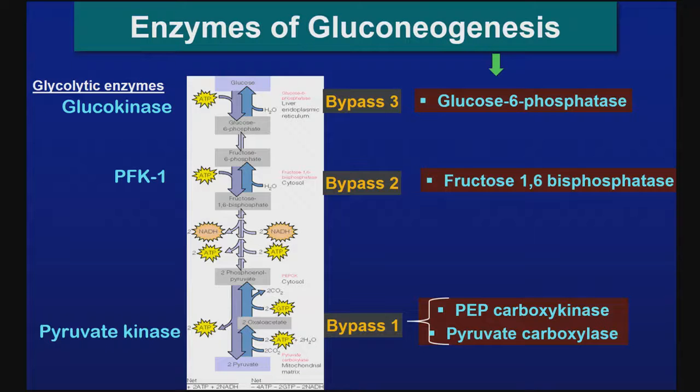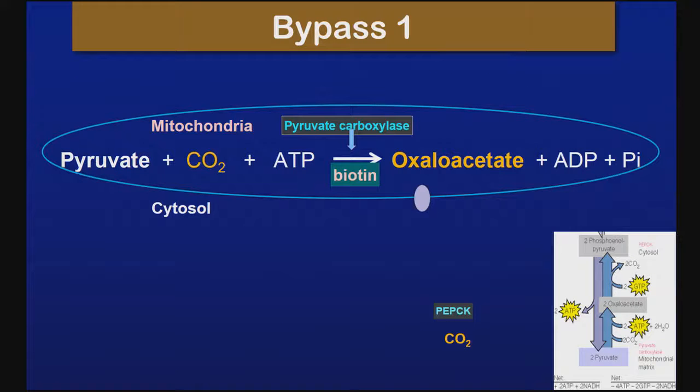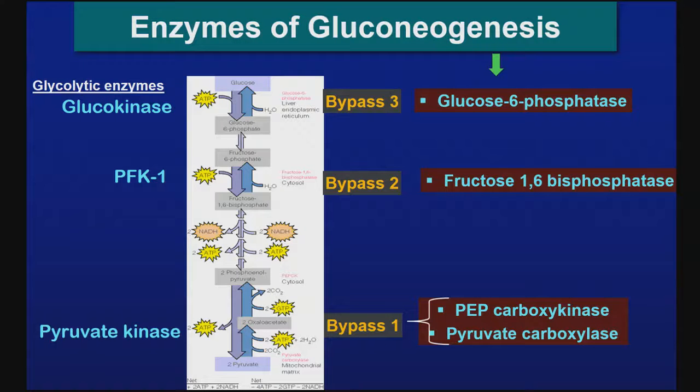Keep that in mind. I'm insisting on this because people, like in the board exams, like to pick up on those small differences. Okay, so the muscle does not have glucose 6-phosphatase. Everything else is there, except the glucose 6-phosphatase. All right, so bypass 1. But the reason is, as I said, muscle cells do not control blood glucose. Gluconeogenesis takes place in the muscle.